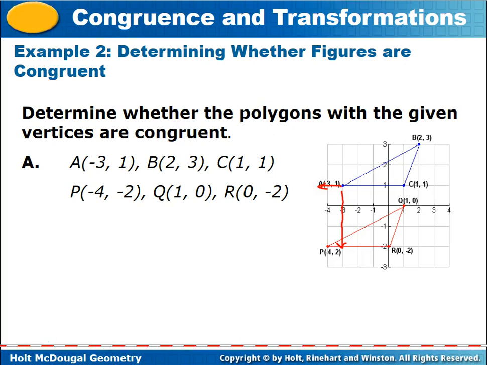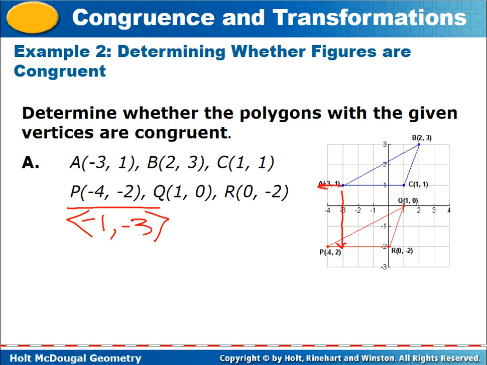Now there's another way to do this. And so I'm going to put an equal sign underneath here. We're going to look at A and P and we're going to compare them. So A is negative 3 and P is negative 4. And so what do we have to do to negative 3 to get to negative 4? We would subtract 1. And then what would we have to do to get from 1 to negative 2? We would have to subtract 3. So that's a vector. And we could do this with any one of those points and see that it's true for any one of them.